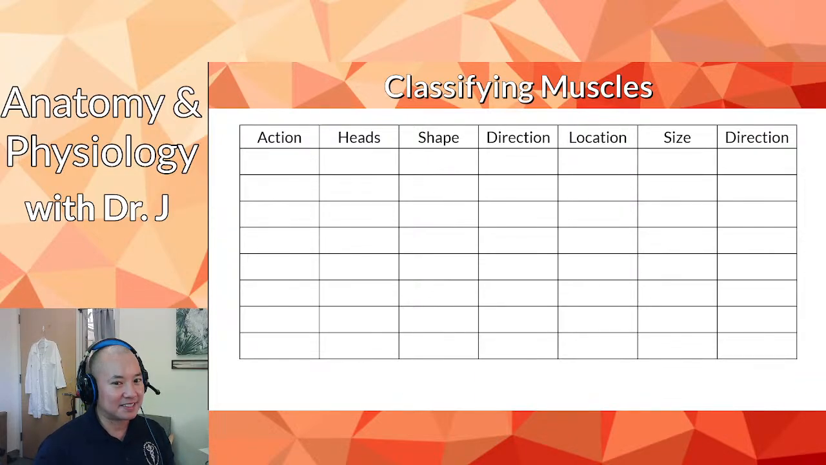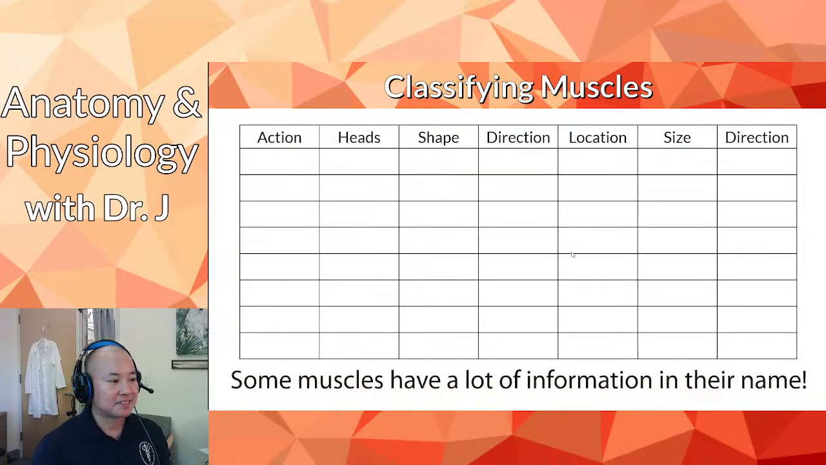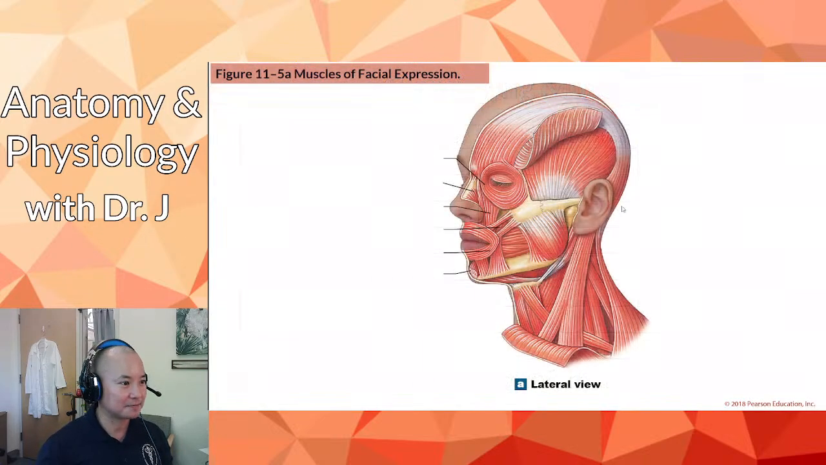So one of the ways I was taught to study this was classifying these muscles. Action means how a muscle moves, and heads we'll talk about in another lecture. There are different ways of describing a muscle, and some of the muscles have very long names, but these long names can tell you a lot of information about what they look like, what they do, and where they are. So we'll apply this to head and neck muscles.